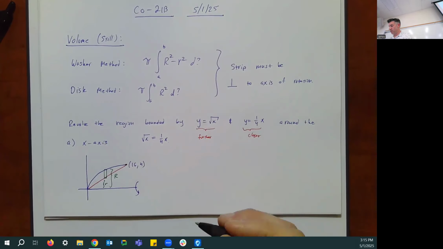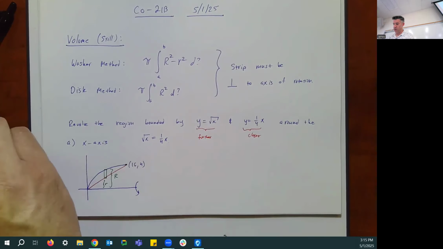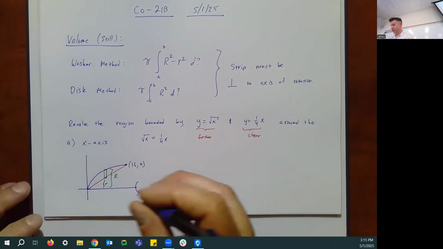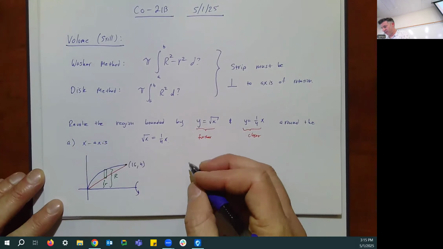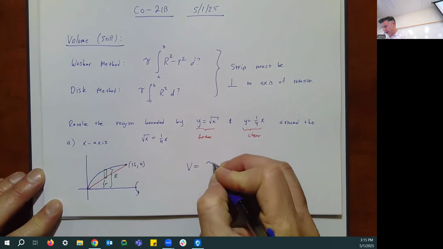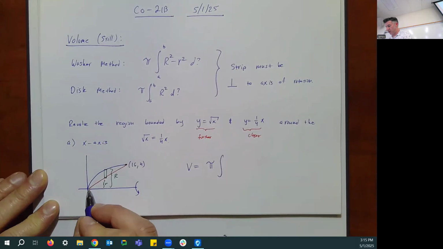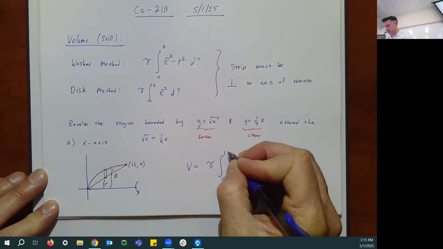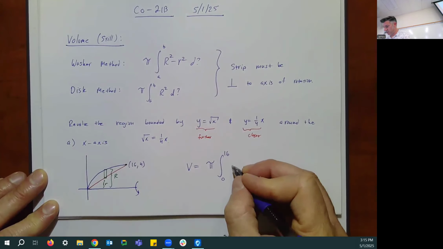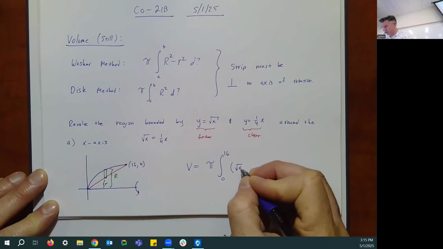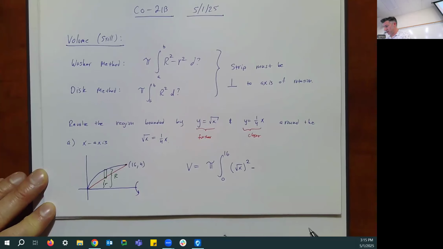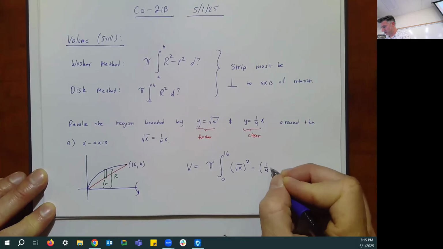So the integral for the volume of this solid of revolution should be pi times the integral. My strips go as far left as 0, as far right as 16. Big radius squared, that's going to be the square root of x squared, minus the little radius squared. It's going to be 1/4 x quantity squared.